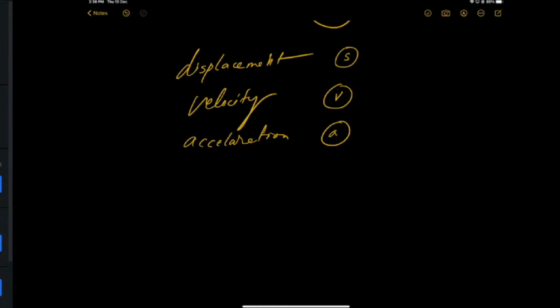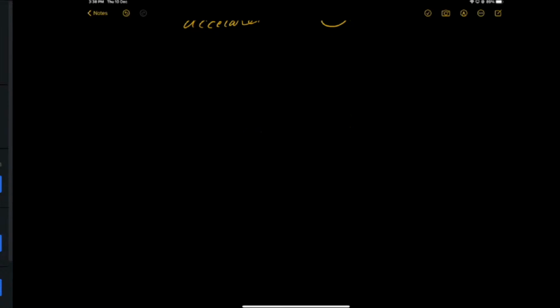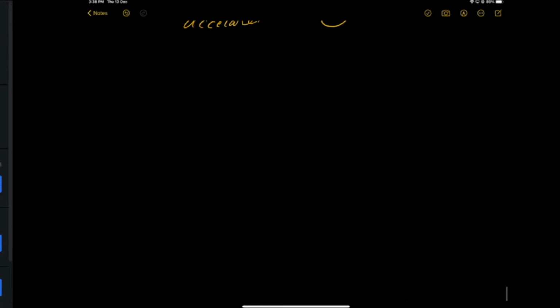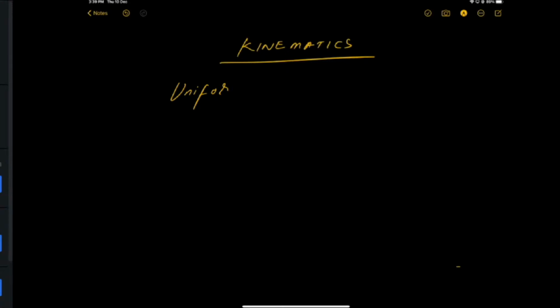Let me begin with the topic of kinematics. So basically kinematics is the study of motion. Now the most important part of kinematics for you is problems involving uniform motion.